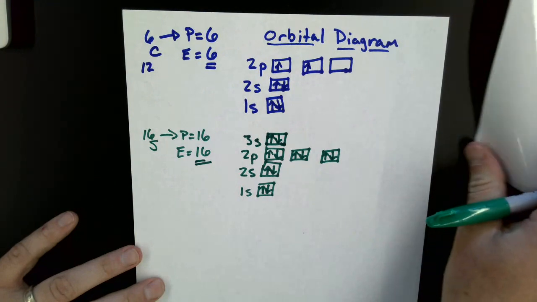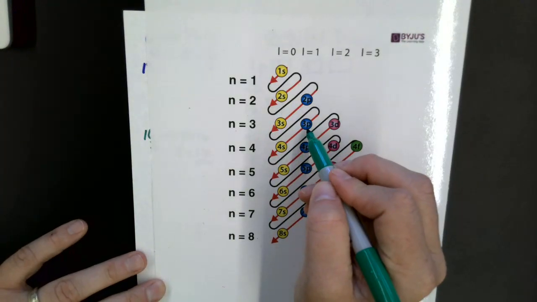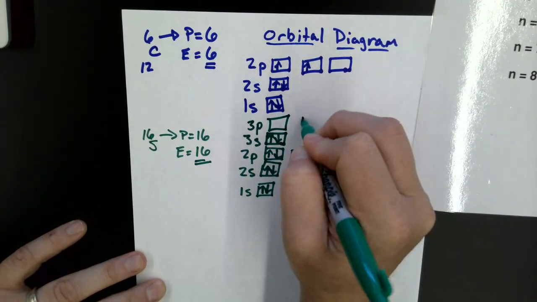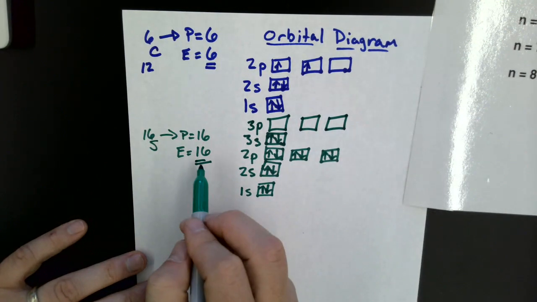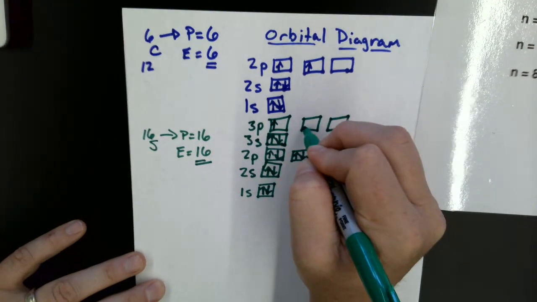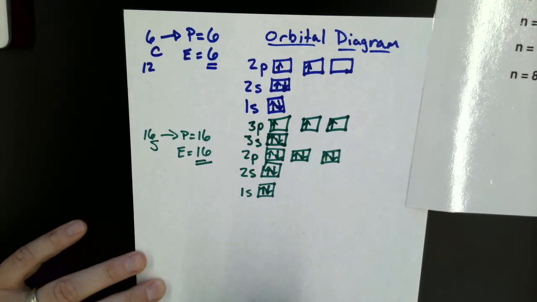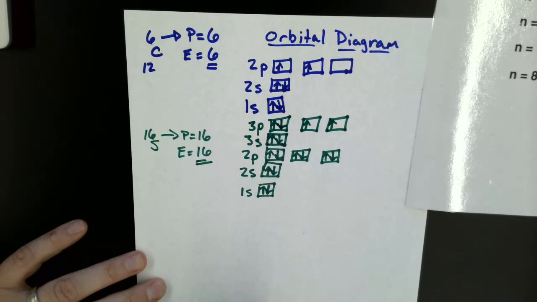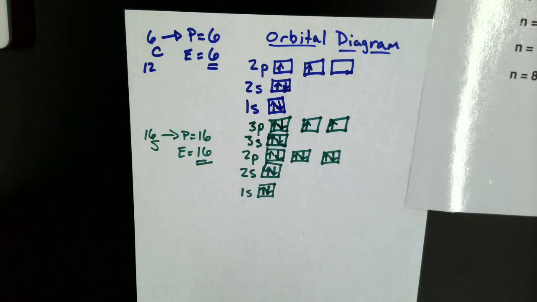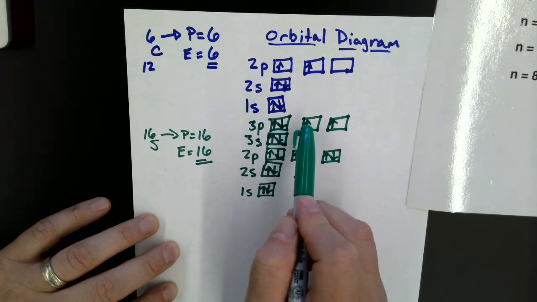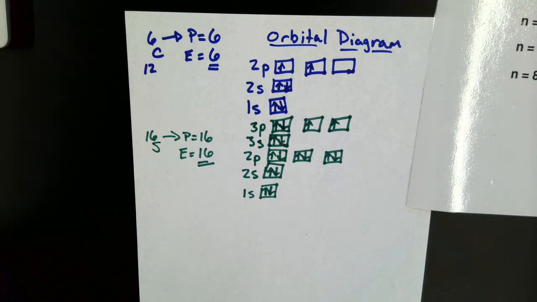We need 4 more. From 3s, we go to 3p. Our p can hold up to 3 boxes, and we already have 12, so we need just 4 more. We go 1 up, 2 up, 3 up, maximizing the spin according to Hund's rule, and then we follow Pauli's exclusion and fill back in that last one. If we take a look here, we have 1, 2, 3, 4, 5, 6, 7, 8, 9, 10, 11, 12, 13, 14, 15, 16. This is the orbital diagram for our element of sulfur.